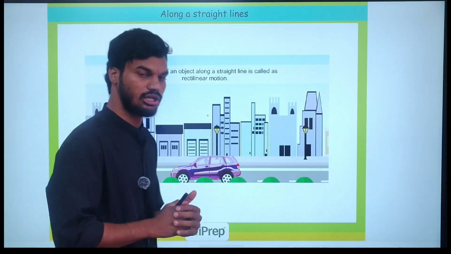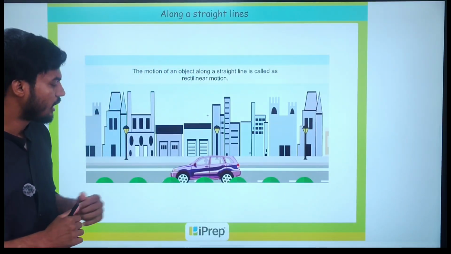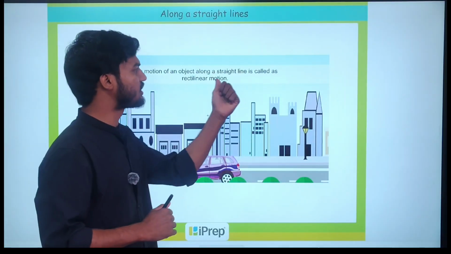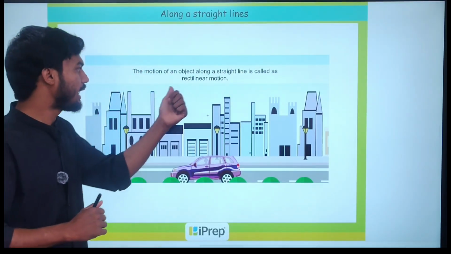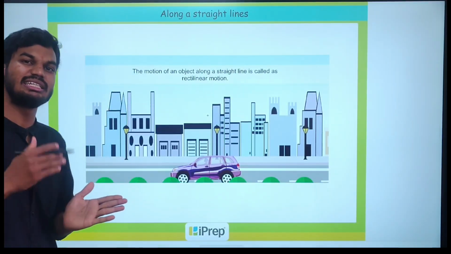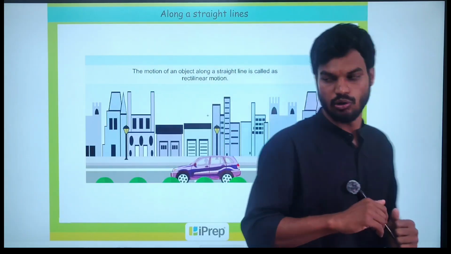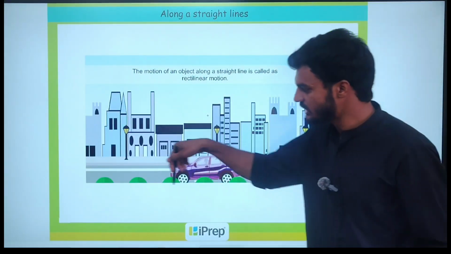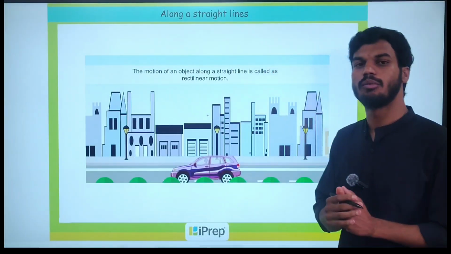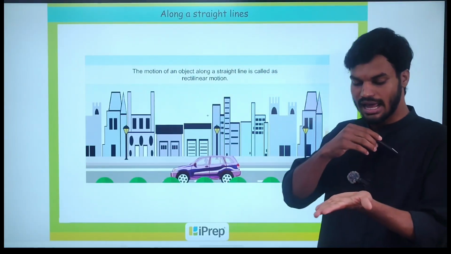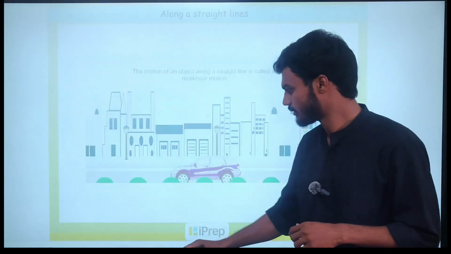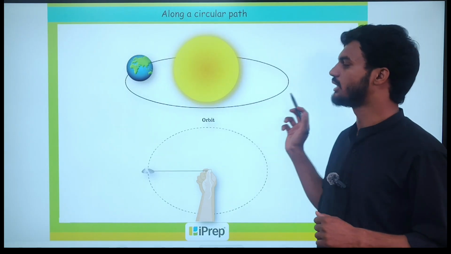Next, straight lines. Look at this image. The car is moving along the road. The motion of an object along a straight line is called rectilinear motion. Rectilinear motion means the body or object is moving in a straight line. Look here, the car is moving on a straight road. It is known as rectilinear motion. It means the body or object travels in a given straight path.